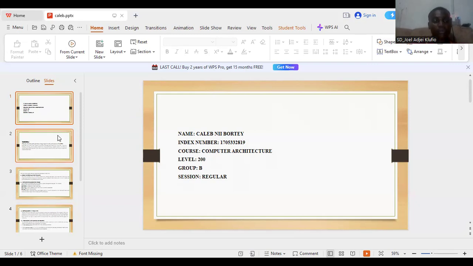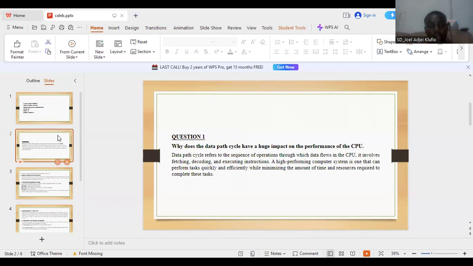So first of all, to begin with, why does the data path cycle have a huge impact on the performance of the CPU? We all know the CPU is the brain of the computer, and it's responsible for executing instructions and performing arithmetic logic operations. The CPU carries out tasks by fetching instructions from the registers, interpreting them, and executing them. So without much further ado, I'll continue to explain the data path cycle.